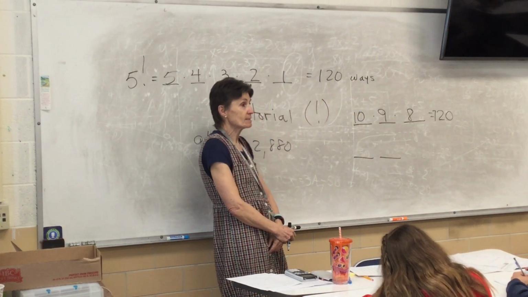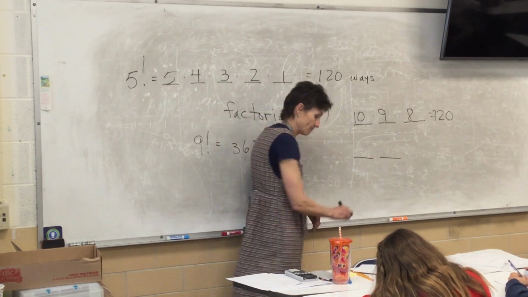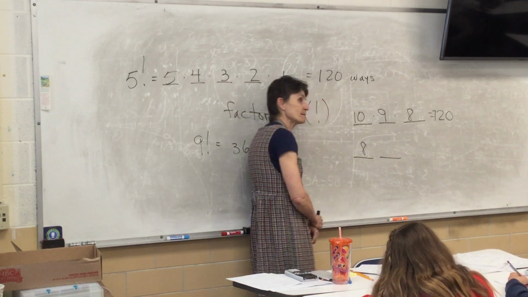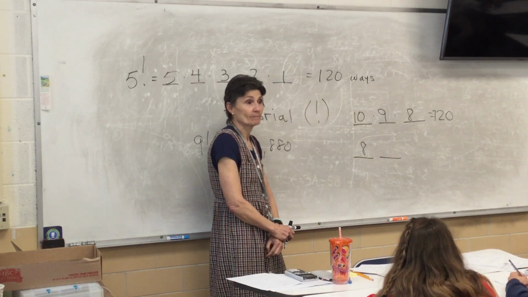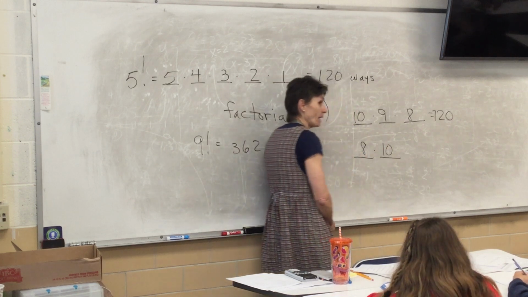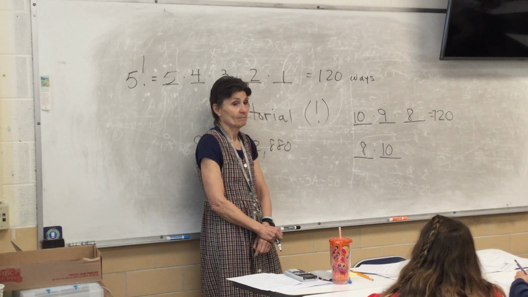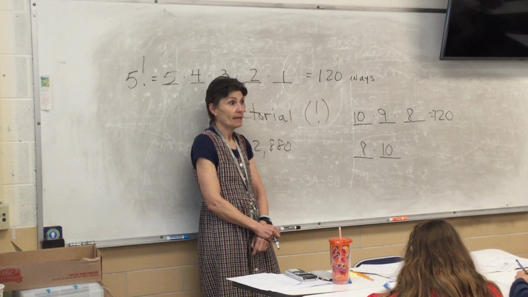How many choices do I have for jumpers? 8. How many choices do I have for a shirt? 10. When you do this, you always multiply. How many outfits are possible? 80.